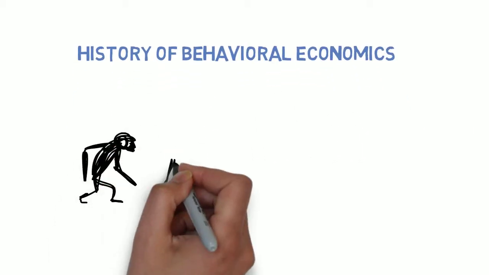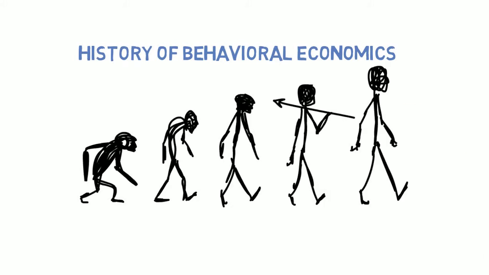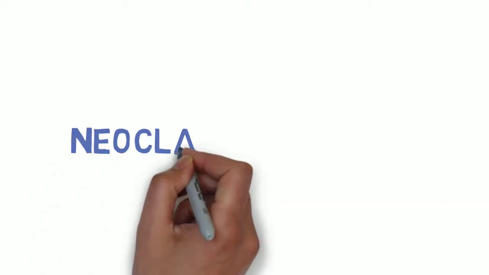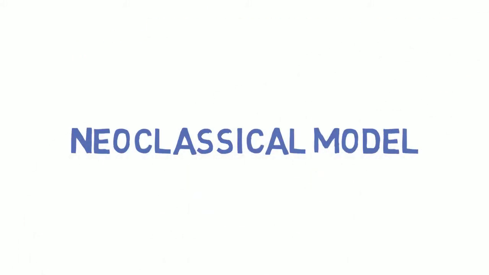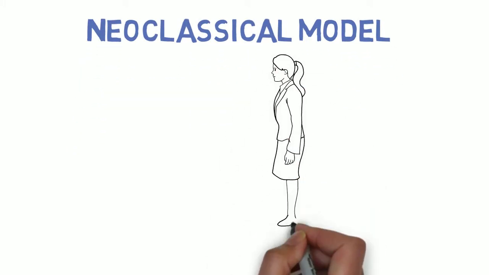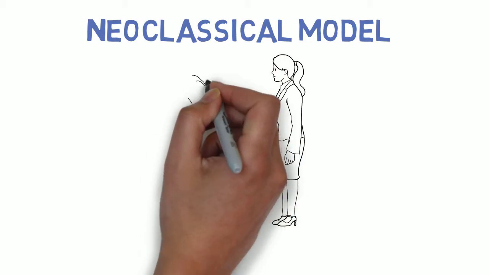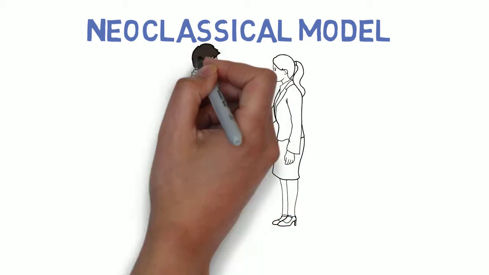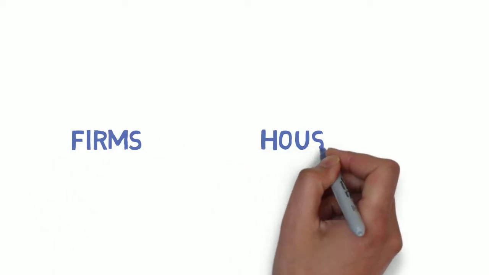And now, a bit of history to help you better understand our topic. There are three main theories that need to be addressed. First, the neoclassical model. Neoclassical economists took the approach that there are only two economic actors in the market and made simplified assumptions about how both actors behaved and interacted. The two agents are firms and households.